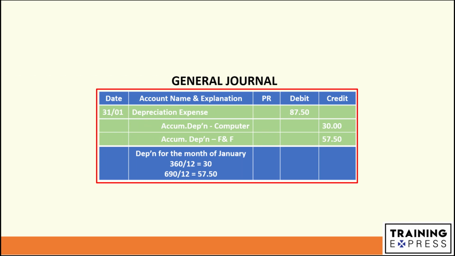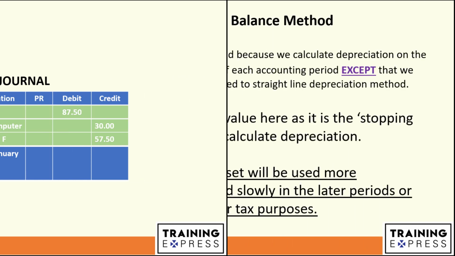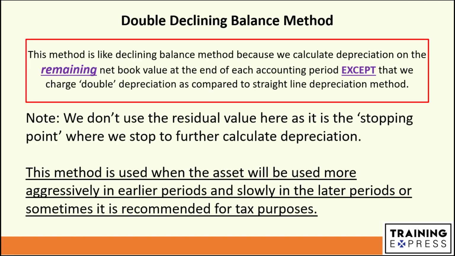Let's look at the adjusting journal entry for depreciation here. Depreciation expense here will be debited by 87.50. Accumulated depreciation on equipment will be $30. And accumulated depreciation on furniture and fixture will be 57.50.